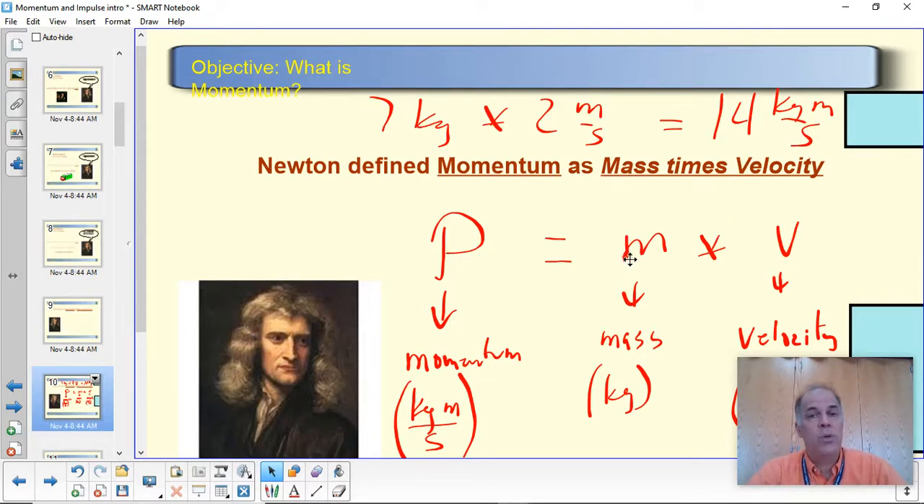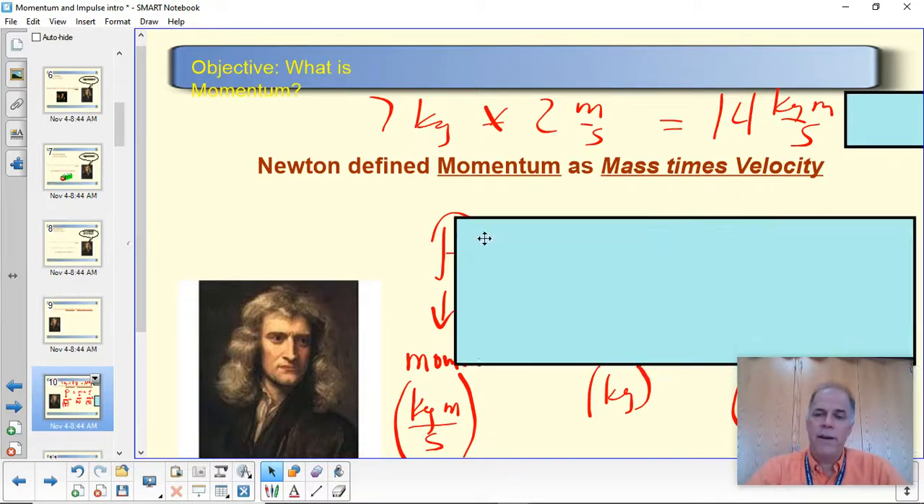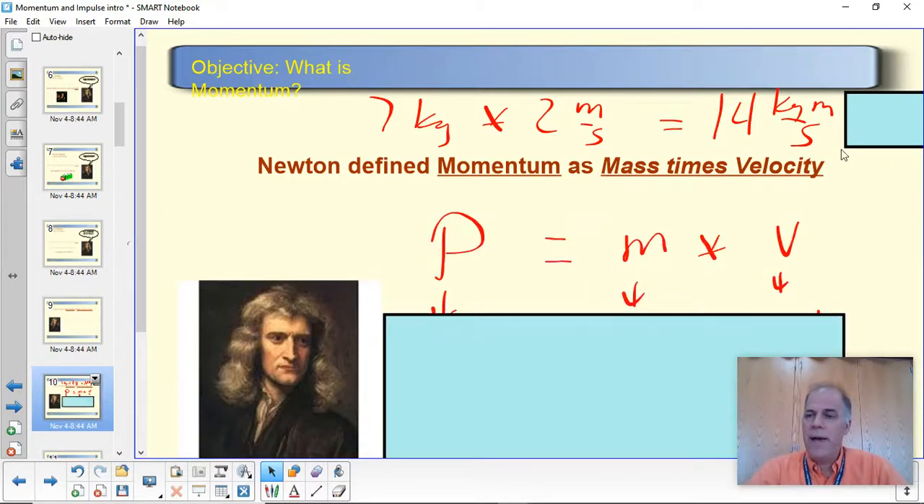So if we have any two of them, we can figure out the third. For example, if we were told that the momentum of the bowling ball is 14 kilogram meters per second, that would be P, and we know the mass of the ball is 7, we can figure out that the speed is 2 by dividing 14 by 7, and we get 2. Okay, so if we know any two of these, we can figure out the third. All right, let's put that back away here.